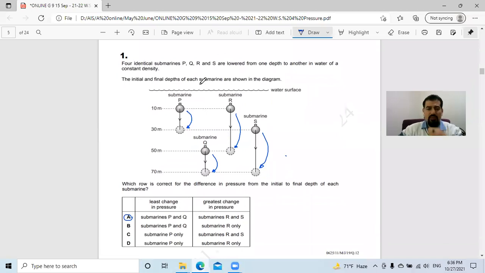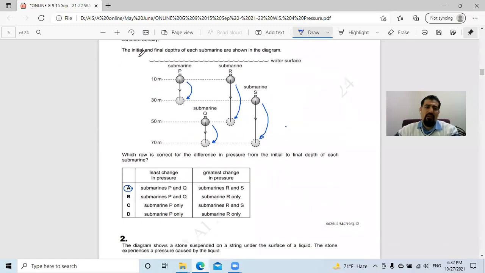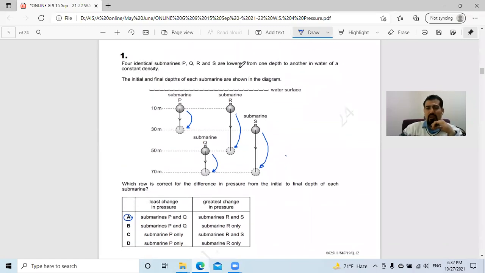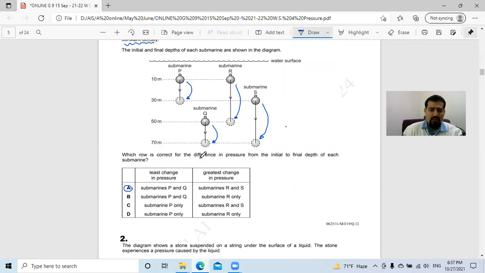Today we are going to continue answering questions about pressure and pressure for liquids. Here in this question, they ask: identical submarines P, Q, R, S are lowered from a certain depth to another, in a liquid with the same constant density. The initial and the final depth of the submarines are shown in the diagram. Which one has the least change in pressure and which one has the greatest change in pressure?